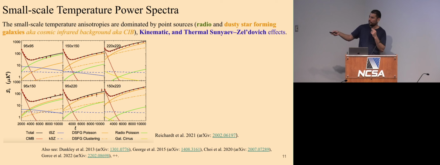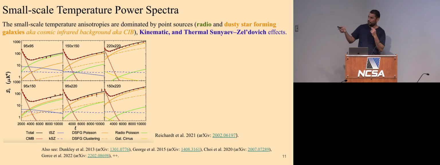So you can see that these are radio galaxies, like quasars, and then dusty star-forming galaxies. So that's the SFG. And then you also have this cluster, which is the thermal Sunyaev-Zel'dovich effect. And then you also have the kinematic Sunyaev-Zel'dovich effect. So you see that the blue dashed line is basically the smallest signal in pretty much all these bands in these small scales, okay?